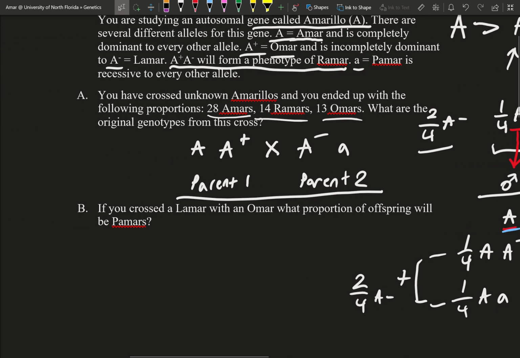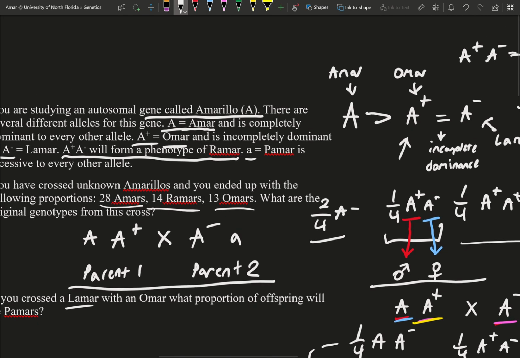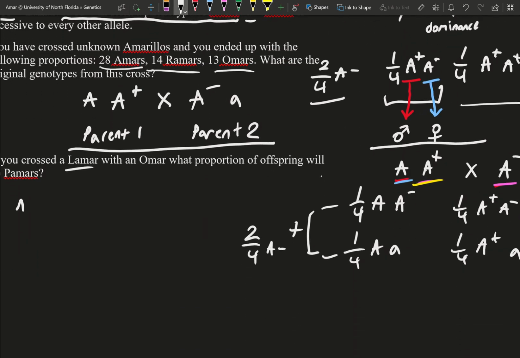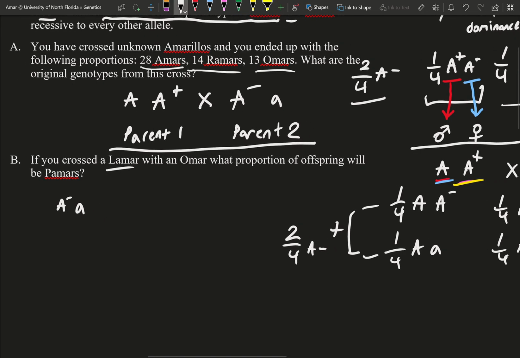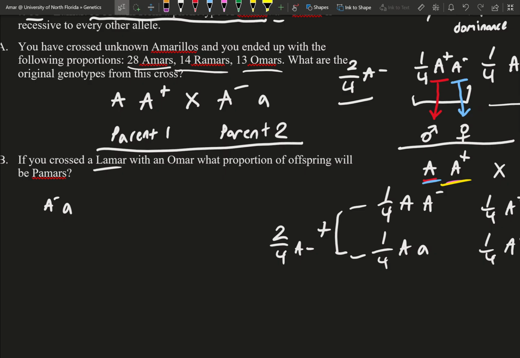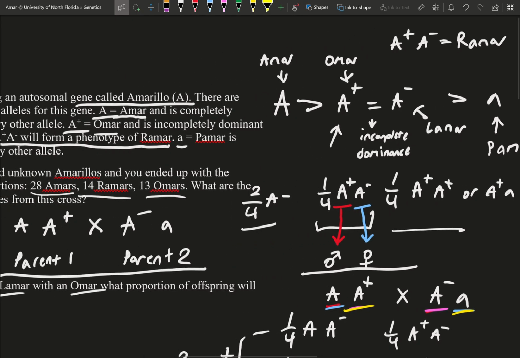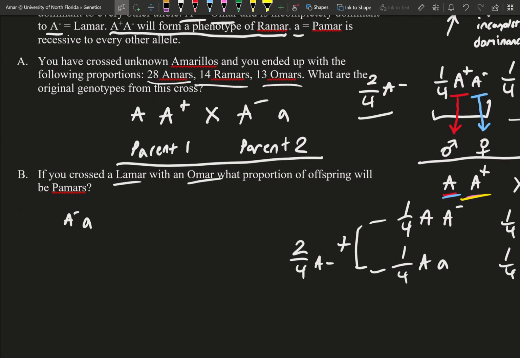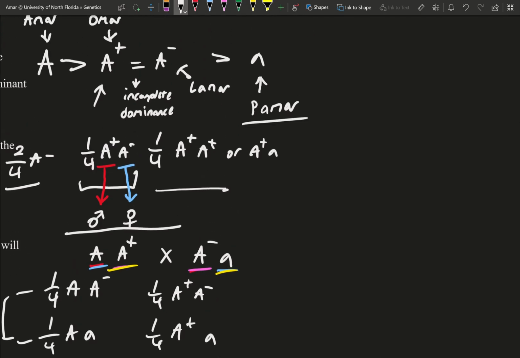Okay, and then as a bonus problem, you have a Lamar, which is, let's see, big A minus, big A minus, we can say big A minus, little a. I think that one is not fully well written out. And then you have an Omar, which I believe is big A plus, big A plus. Oh yeah, you could also be big A minus. And then the question is asking you for the proportion of this particular genotype, little a, little a.